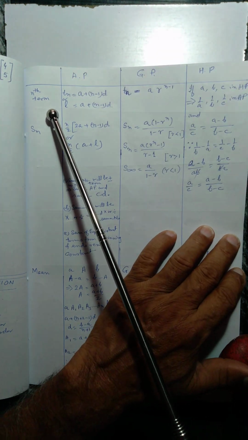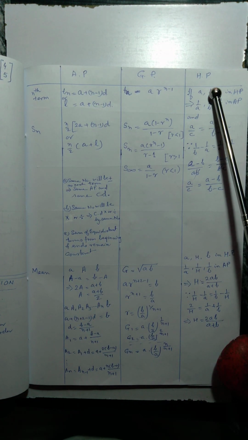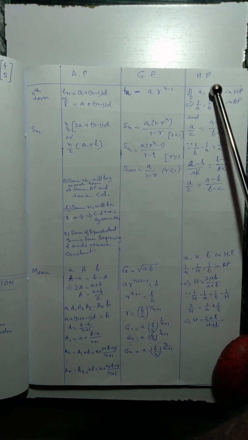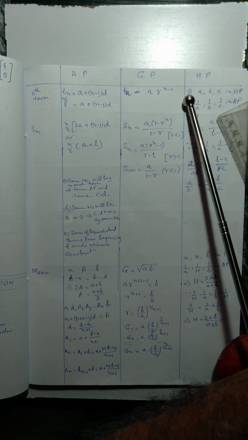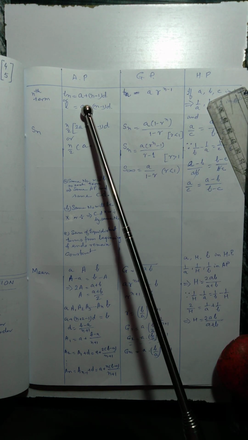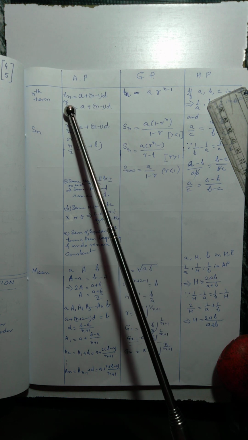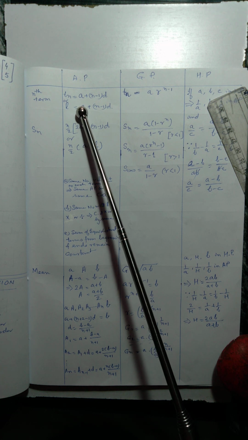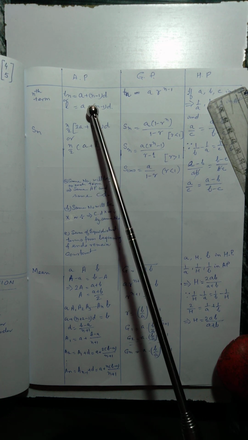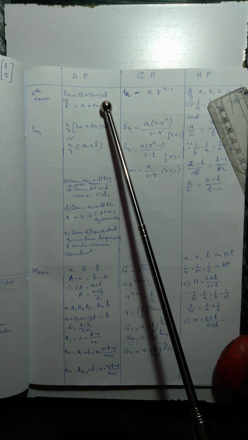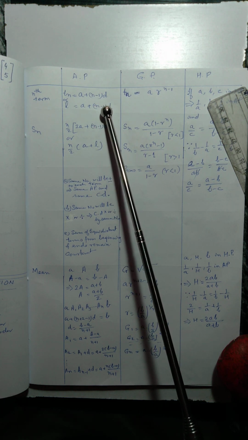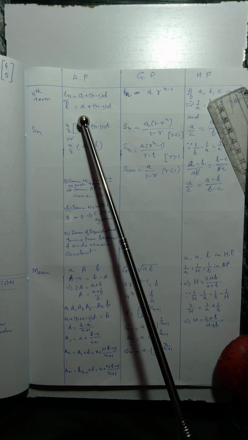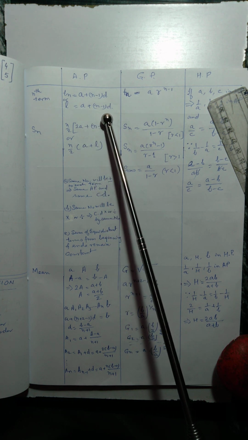You see, the nth term of an AP can be given by Tn = a + (n minus 1) into d, where Tn indicates the nth term, a is the first term, n is the number of terms, and d is the common difference between the preceding and succeeding term. L stands for the last term, that is also equal to a + (n minus 1) into d.